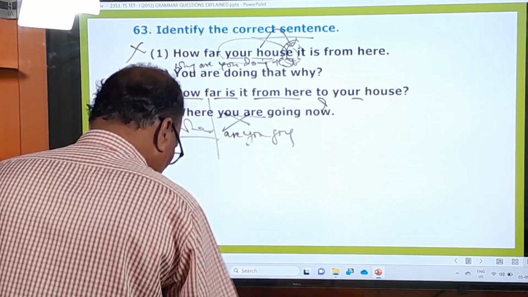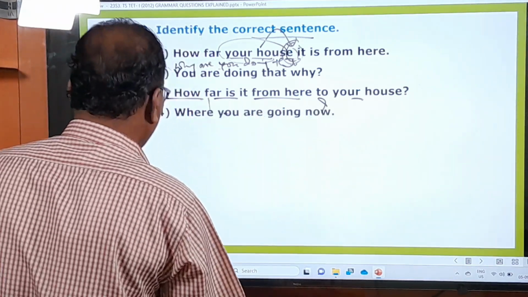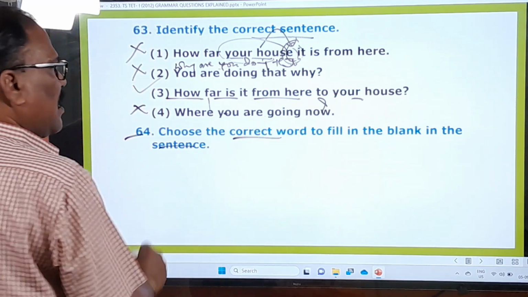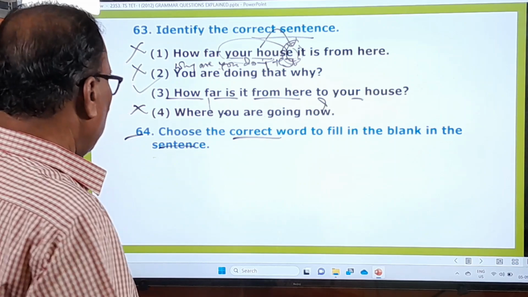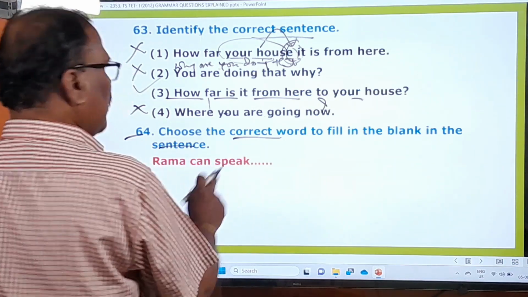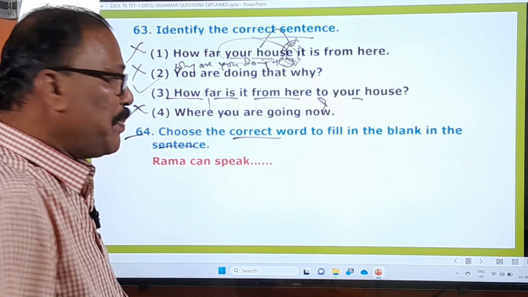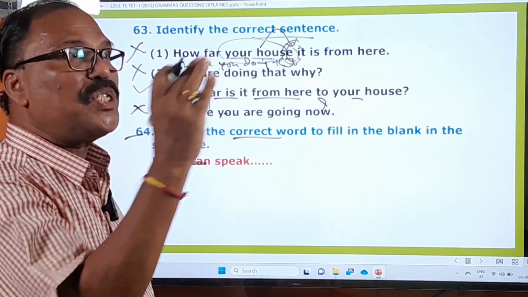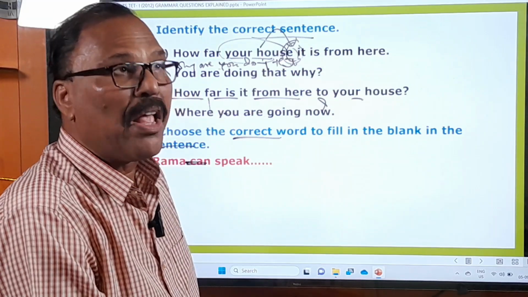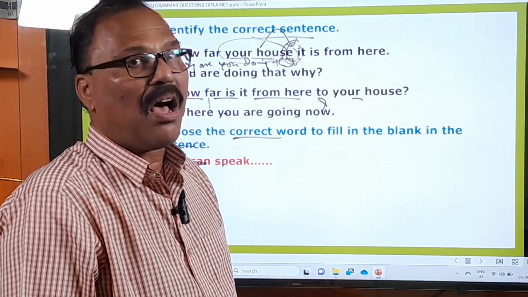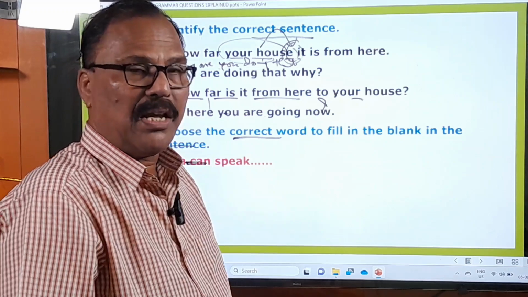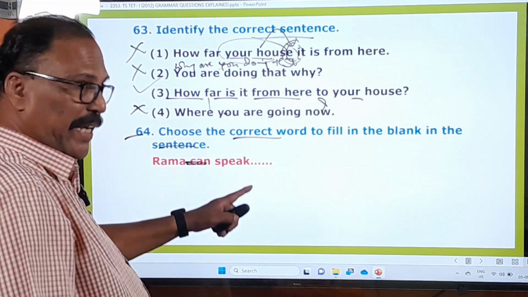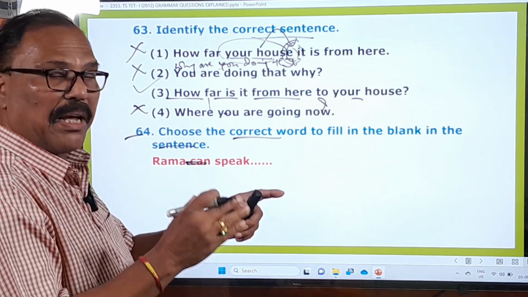And now let's go to the next question. 64th one, choose the correct word to fill in the blank in the sentence. Again, one more blank is given. What is the question given here? Rama can speak. Can indicates an ability. I can jump from this wall. It is your ability. I can walk 10 kilometers in half an hour. It is ability. So to indicate ability, we use can. So can means Rama can speak. He is indicating some ability. What is that ability here?